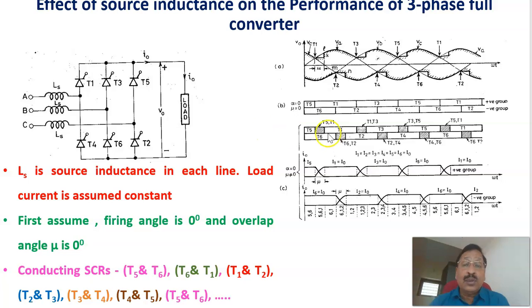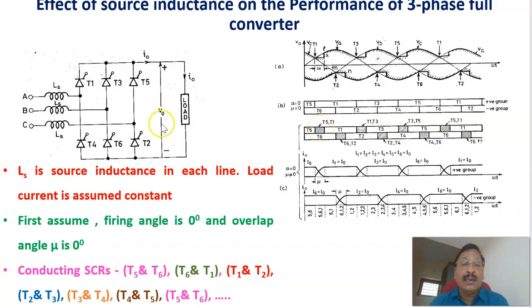Before that, T5 was conducting, and at this instant T1 is fired. Therefore, because of the inductance on the source side, T1 is the incoming SCR and T5 is the outgoing SCR. Normally, if source inductance is not there, the current through T1 increases instantaneously and T5 reduces to 0. But in this case, the current through T1 is rising slowly and the current through T5 is decaying slowly. This is the overlap period, and this is the overlap angle mu.